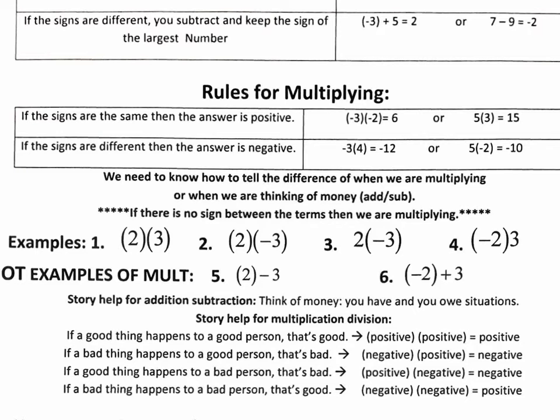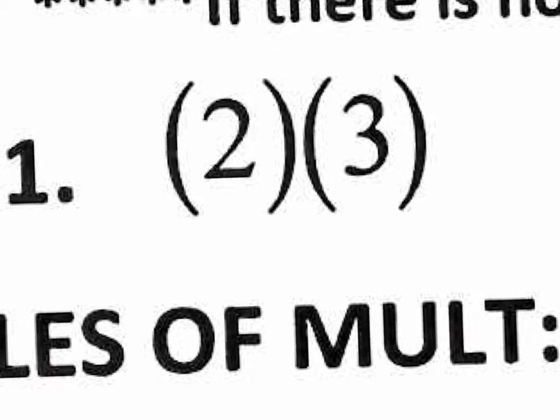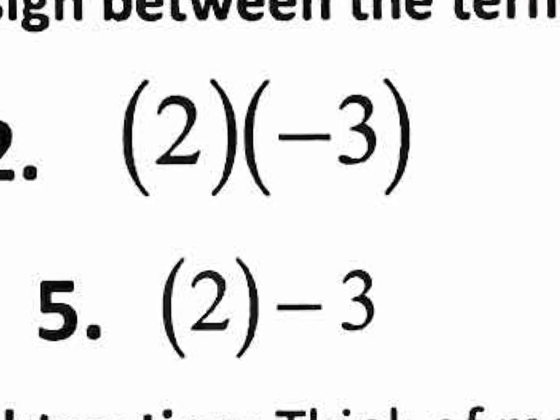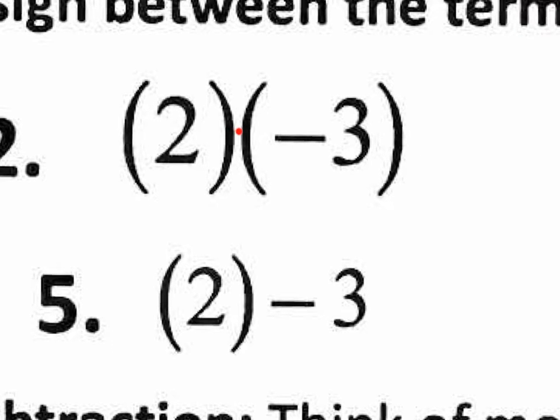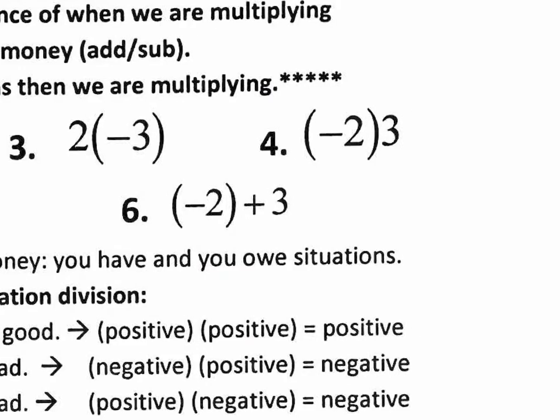So something very important to know is to tell the difference when you're actually multiplying or when you're actually adding and subtracting. Okay? So when there's no sign between the two numbers, that's when you're multiplying. Right here, it's 2 times 3. There's no sign between the parentheses. So that would be 6 right there. Right here, you're also multiplying because there's no sign between the parentheses. What would this answer be? Negative 6, right? Because a positive times a negative is a negative 6 in this case. So all of these examples, the 1, 2, 3, 4, those are all examples of multiplying.